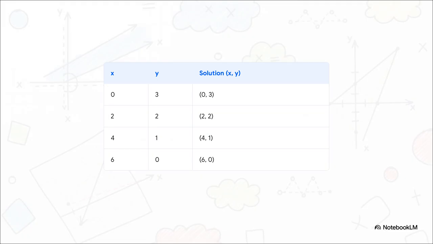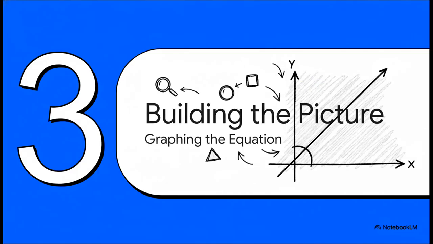And we don't have to stop there. You could plug in literally any number for x and find its matching y. If x is 2, then y is 2. If x is 4, y is 1. You can see from this table how all these different pairs of numbers work for the exact same equation. Okay, so we've found solutions using algebra.